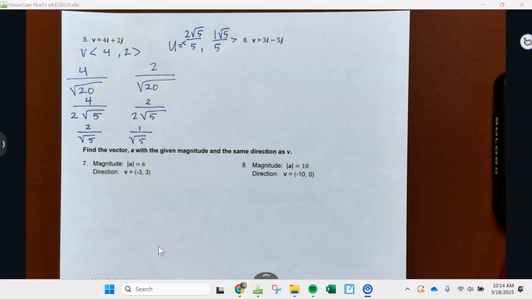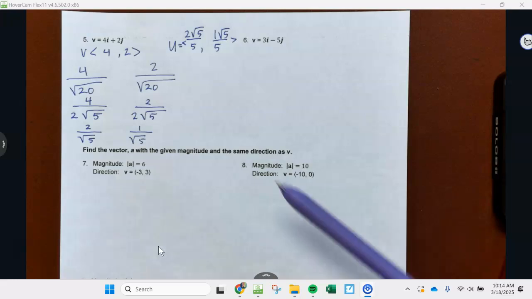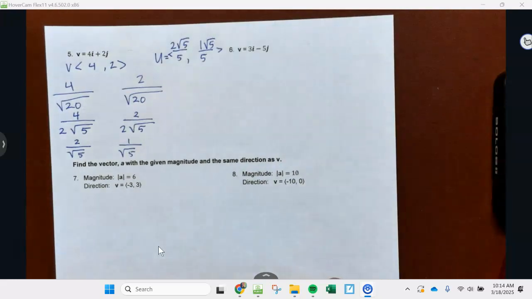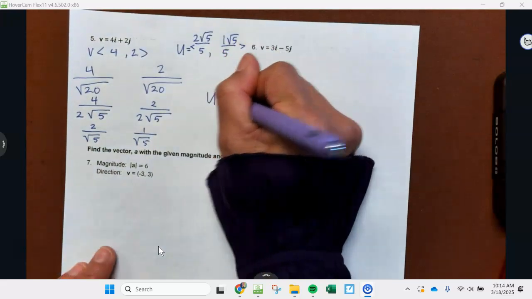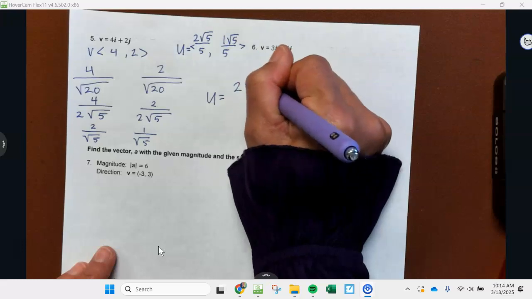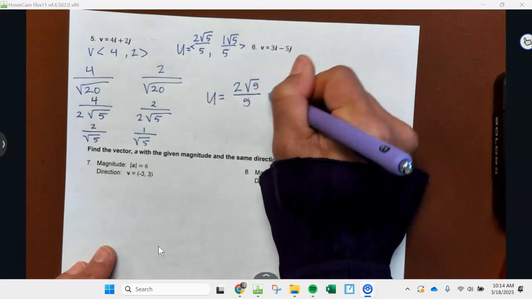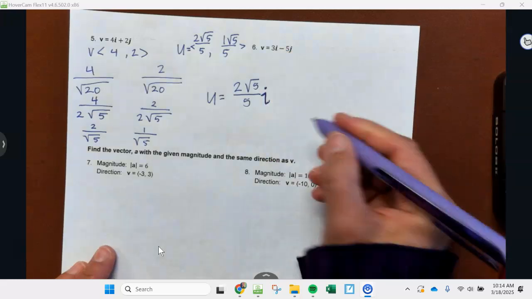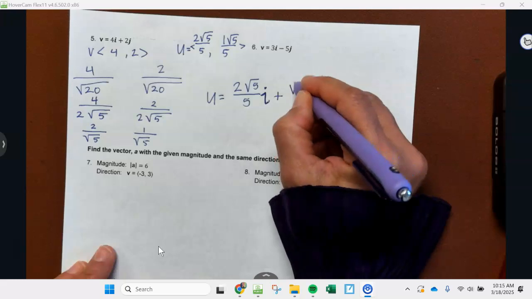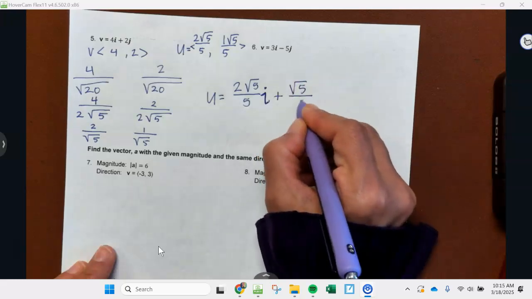But don't box that in, because it's in linear combo form in the beginning. So we're going to write the unit vector in linear combo form. And I'm going to kind of write over this space. We're not going to do number 6 because it's the same thing. So here's my unit vector in linear combo form: 2 square root 5 over 5 i plus square root 5 over 5 j.